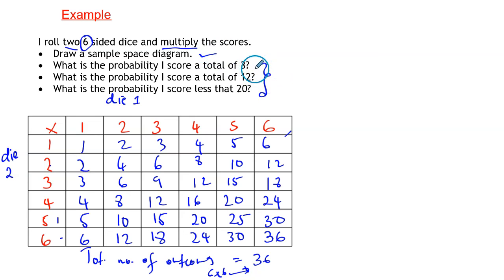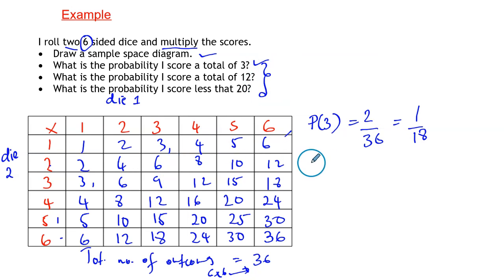What's the probability I score a total of 3? So the probability that you get a 3. How many 3s are there? Well, I can see 1 there and I can see another 1 there. So there's only 2. So 2 out of the total, which is 36, which is 1 out of 18. So that one is done.